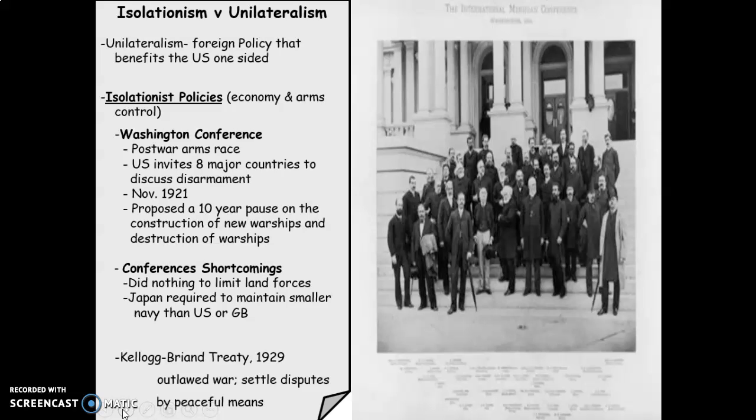The conference's shortcomings: it did nothing to limit land forces. Japan was required to maintain a smaller navy than the U.S. or Britain, so they're going to have resentment toward that because they're seen as inferior.